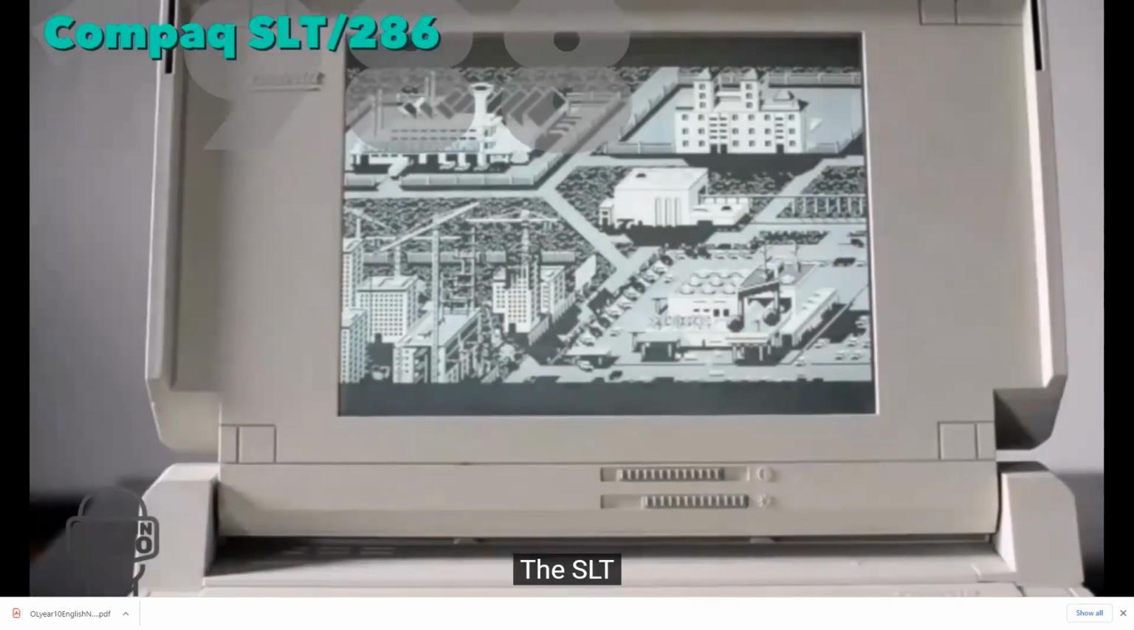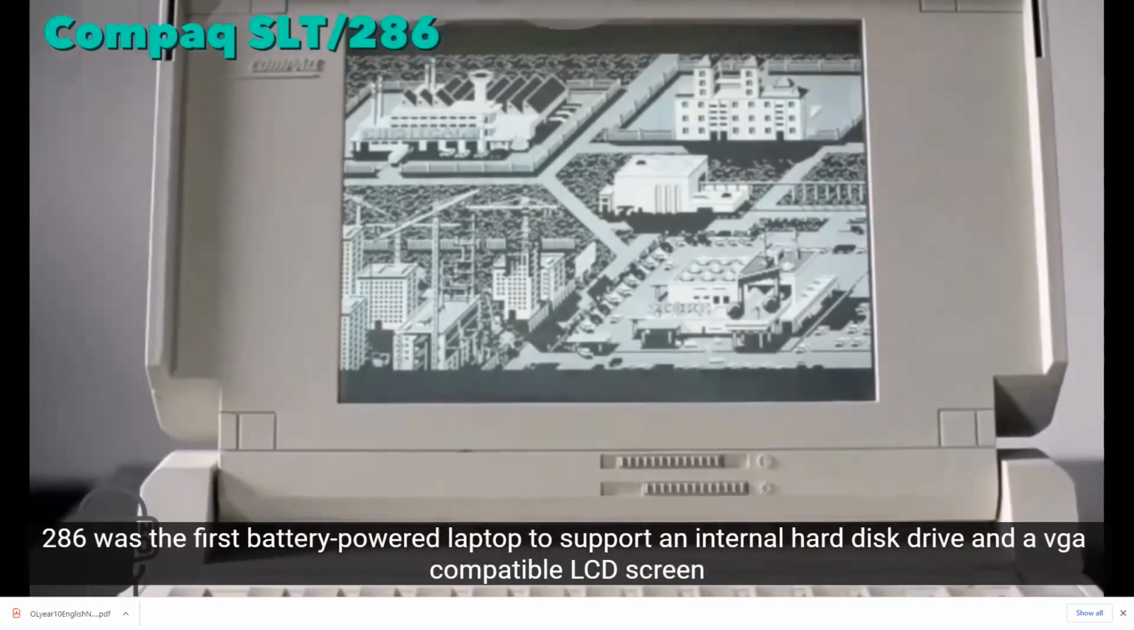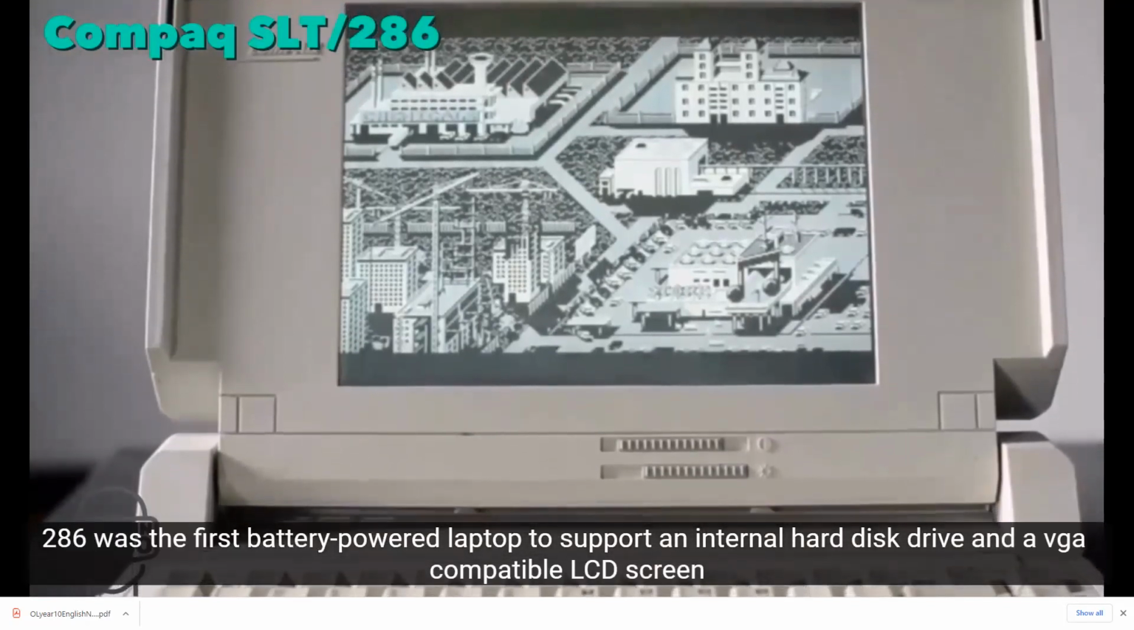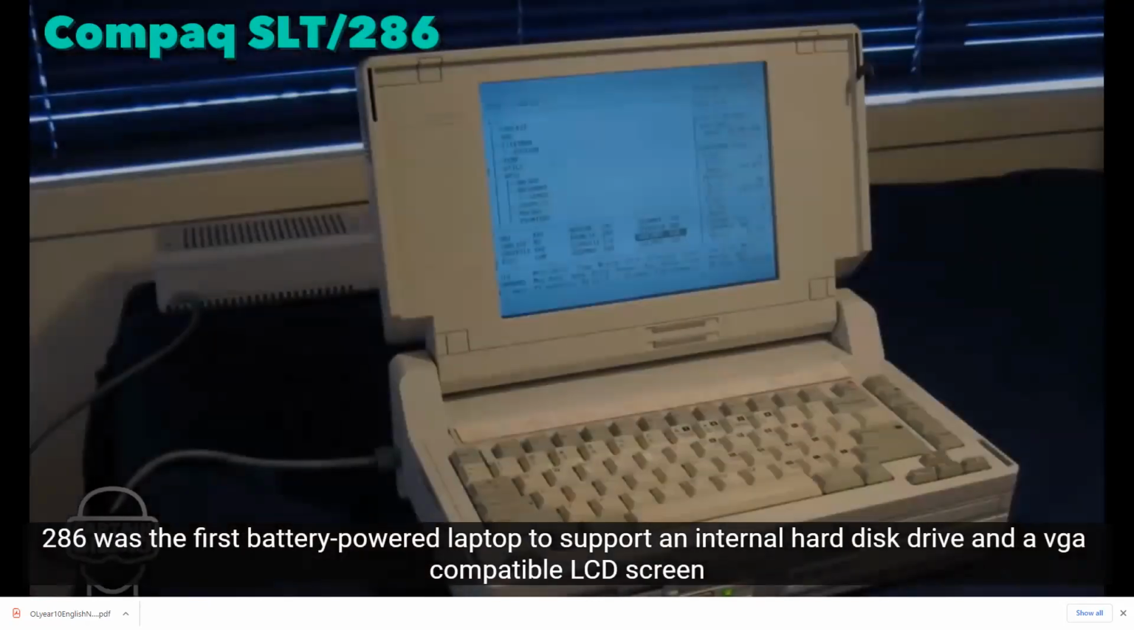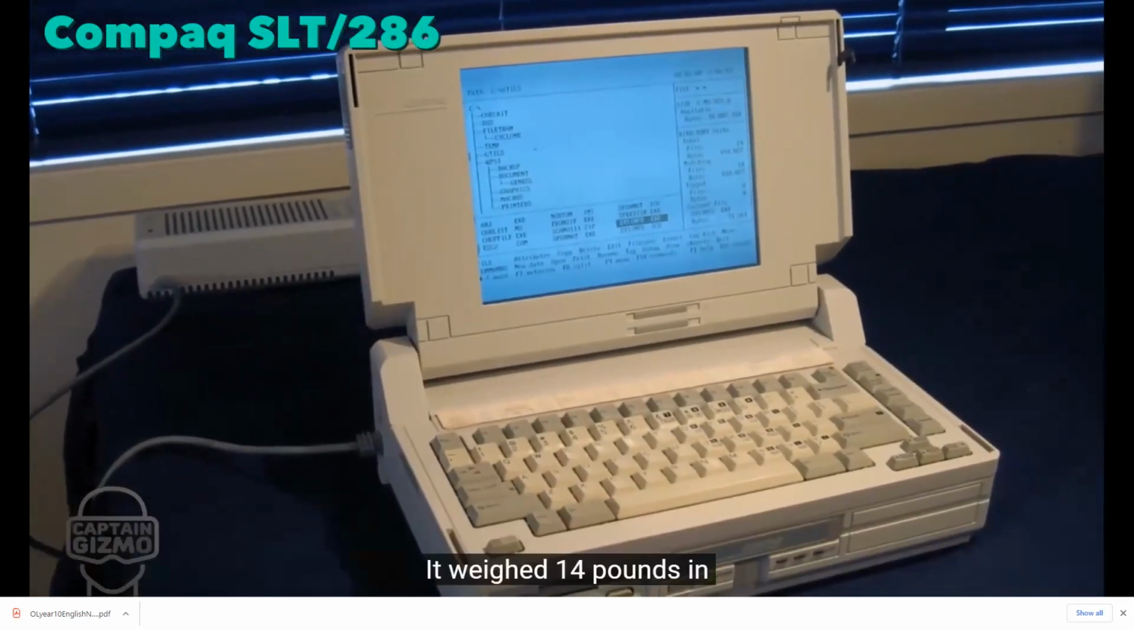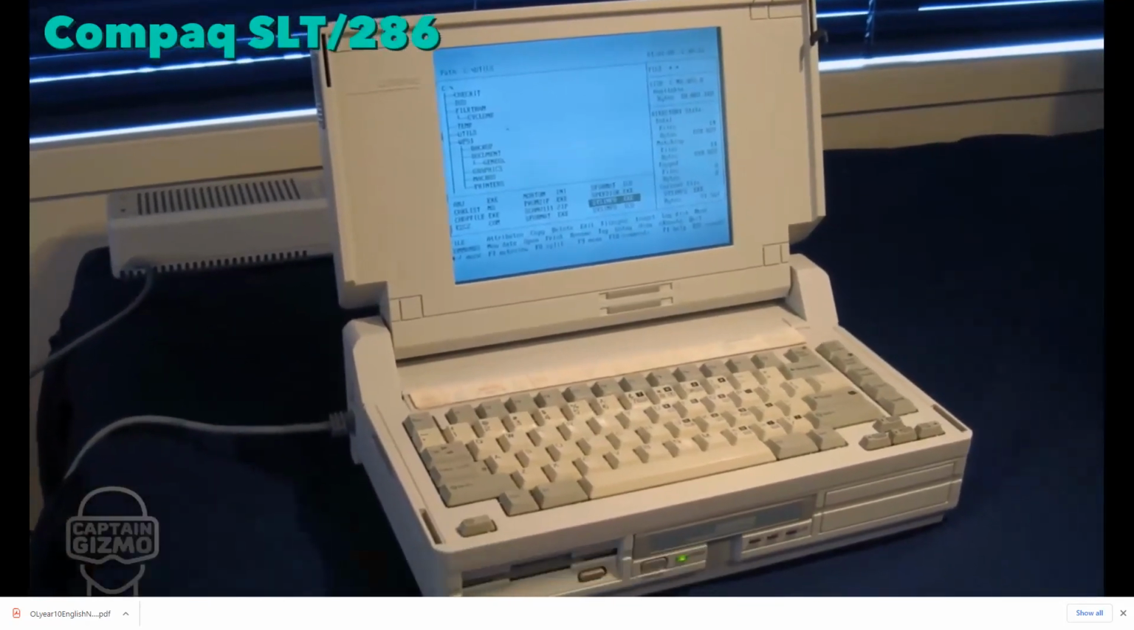The SLT-286 was the first battery-powered laptop to support an internal hard disk drive and a VGA-compatible LCD screen. It weighed 14 pounds.